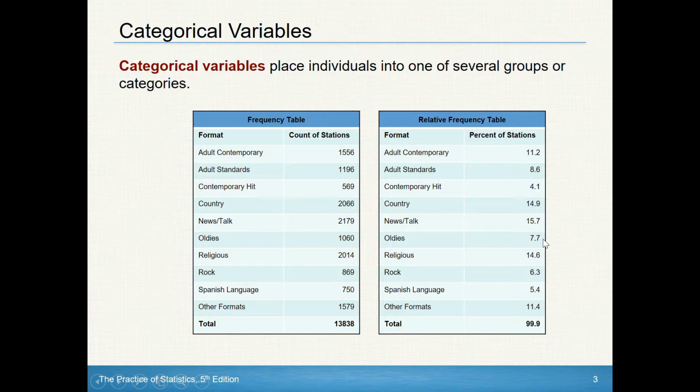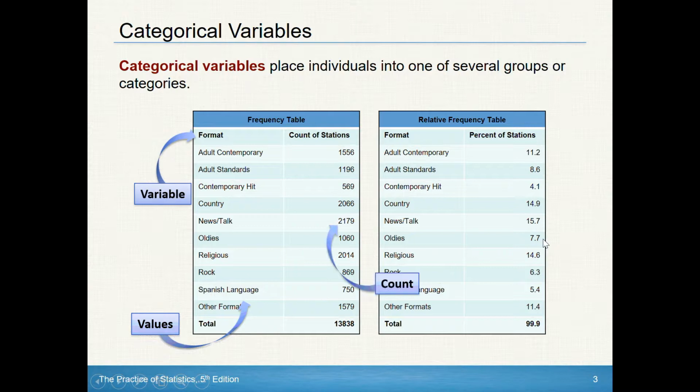Generally speaking, having your categorical data in percents or even proportions is preferred. The reason being it's easier for comparison purposes. But if we are going to be displaying these in some kind of graph, either form is okay. The variable that we're talking about is the format of the station, and the values that it takes, well, those could be the counts or the percents.